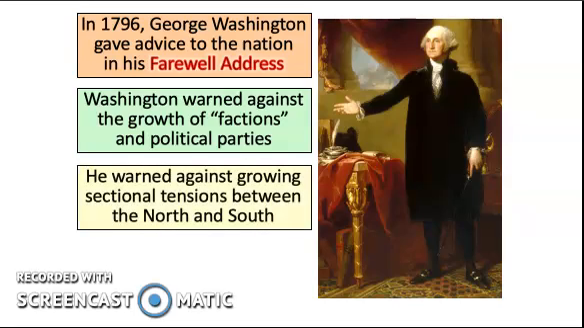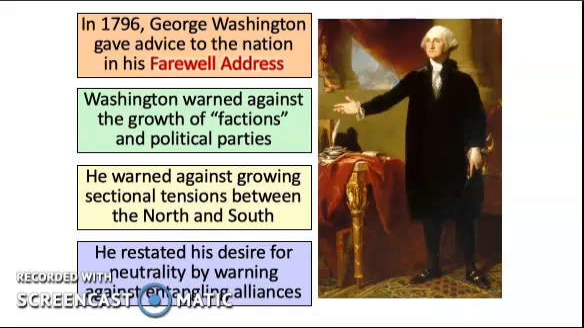In addition to that, he also warned against the growing sectional tensions between North and South, specifically over the issue of slavery. Ironically, because he was also a slaveholder and he understood how difficult that situation was. He had tried to get rid of his slaves, to try and free them, but he couldn't do it financially without ruining himself. And he saw this as a major problem for slaveholders and for the nation.